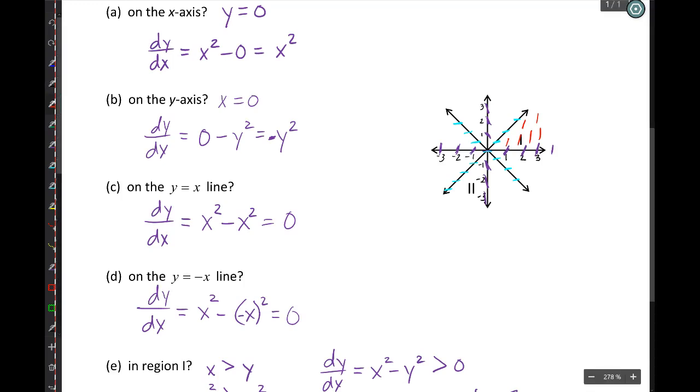Now looking over at region 2 here. Region 2 is between the line y equals x and the x-axis.